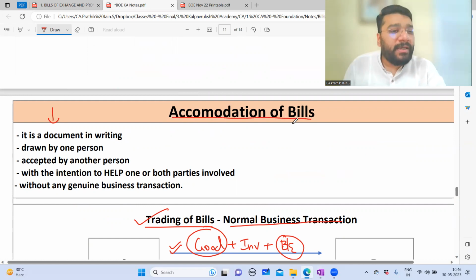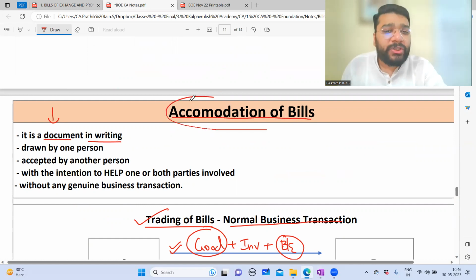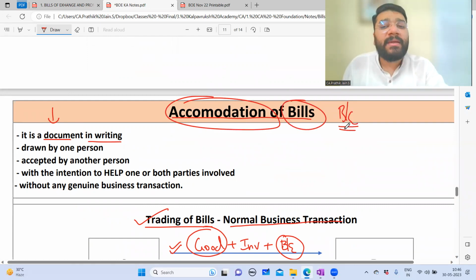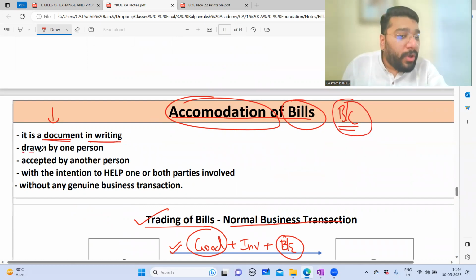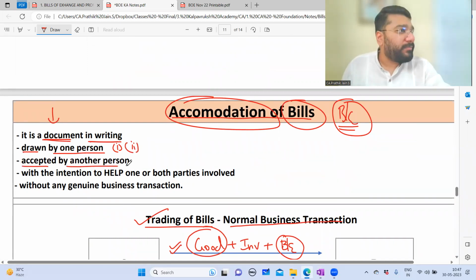Accommodation of bill means what? Sir, it is a document in writing. It is a bill of exchange that is being executed to help each other. So this bill of exchange is a document in writing drawn by one person. In case 1 and case 2, it is drawn by one person and accepted by another person. If I talk about case 3, drawn by one person A, accepted by B, then drawn by B, accepted by A. So accommodation of bill is a bill of exchange, a document in writing, drawn by one person, accepted by another person.